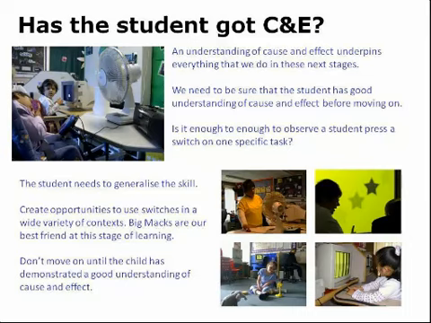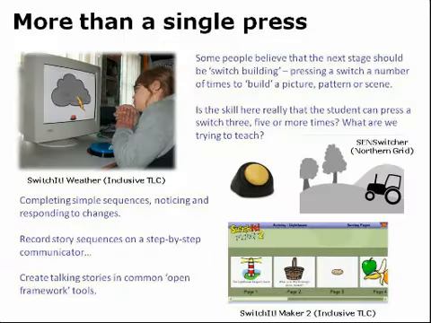The only way to be absolutely sure is to see the child demonstrate an understanding of cause and effect in a range of different contexts. That means observing the child, making simple notes, and keeping those notes. When we're sure and when we're absolutely ready, we need to think about moving them on. And what usually tends to happen is we move them onto this stage called switch building.